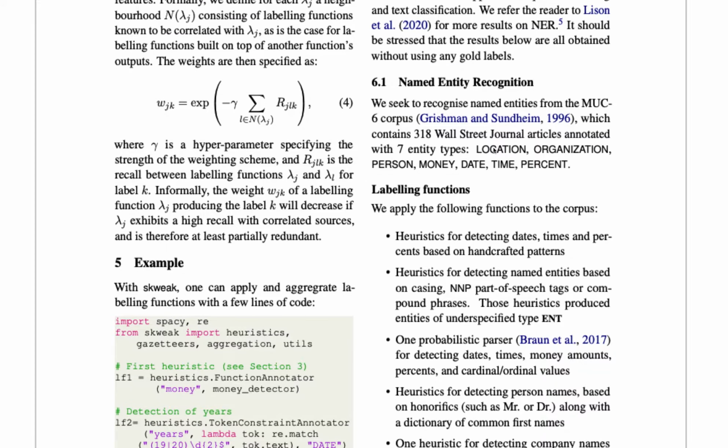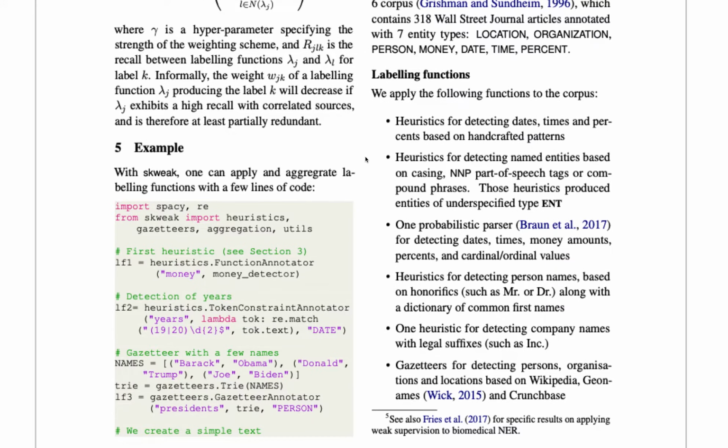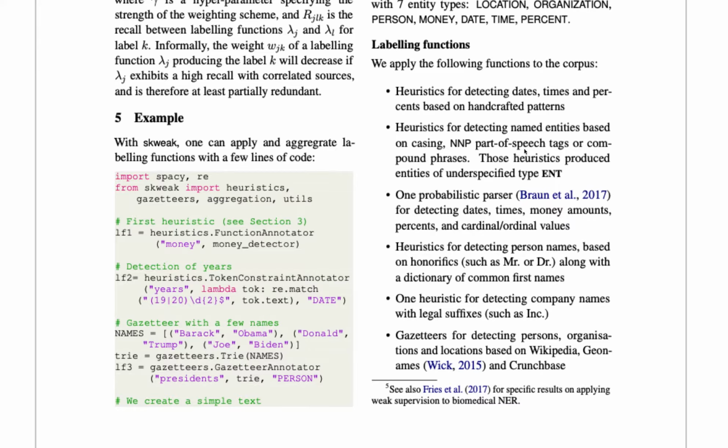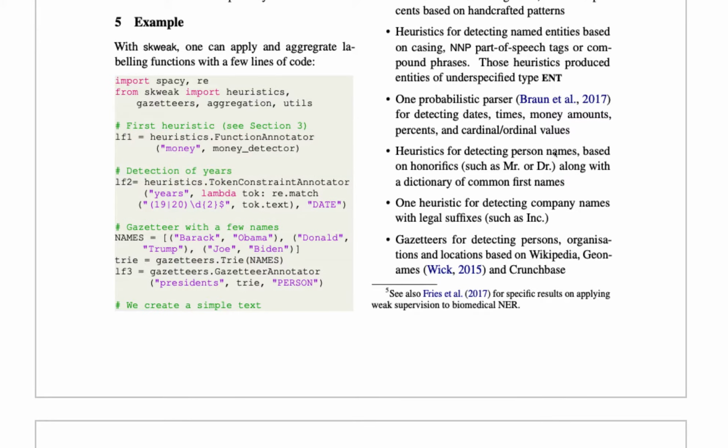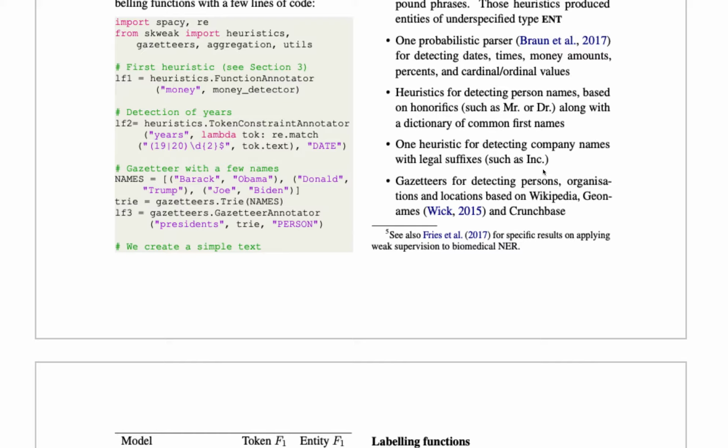Now they have talked about the results and the various labeling functions they have used. For example, they're using heuristics for detecting dates, times, percents, and also heuristics for detecting entities, and using part-of-speech tags to detect phrases. They're also using heuristics to detect person names. For example, if something is preceded by Mr. or Doctor, that is probably followed by a person name. They're also using a set of gazetteers built from Wikipedia articles to detect person, organization, or locations.